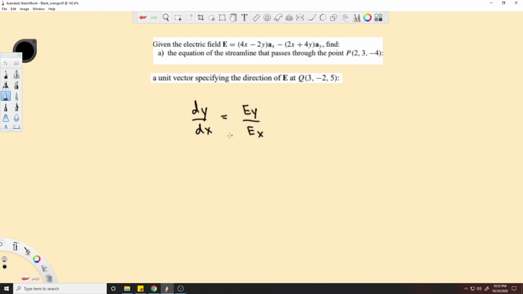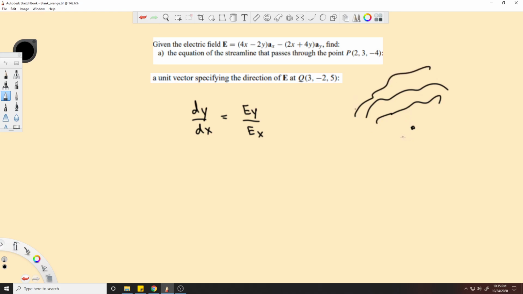Now you can remember that, or you can just see that if you look, they're both the rise over the run. They're both slopes. And we're putting them together because then we can get an equation of x's and y's that relate to this specific streamline. These are like electric field lines, streamlines, same thing.